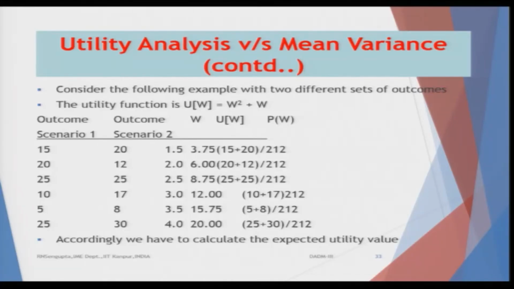212. Accordingly, we have to calculate the expected utility function. As this utility function keeps changing, you will have a different expected value, and once the expected value is found out, you can throw some light on the certainty value also, and obviously it will give you some idea what type of person he or she is.